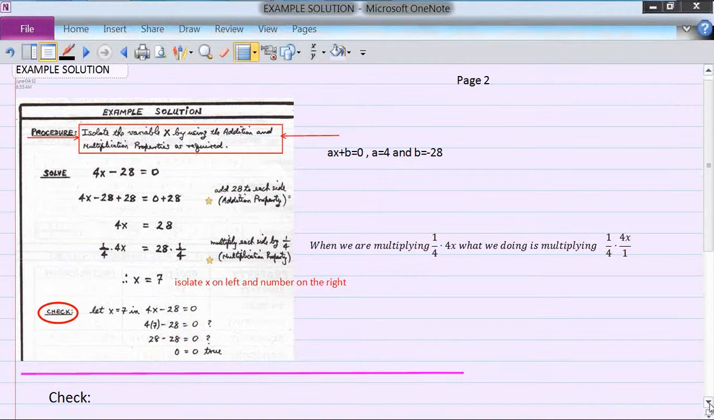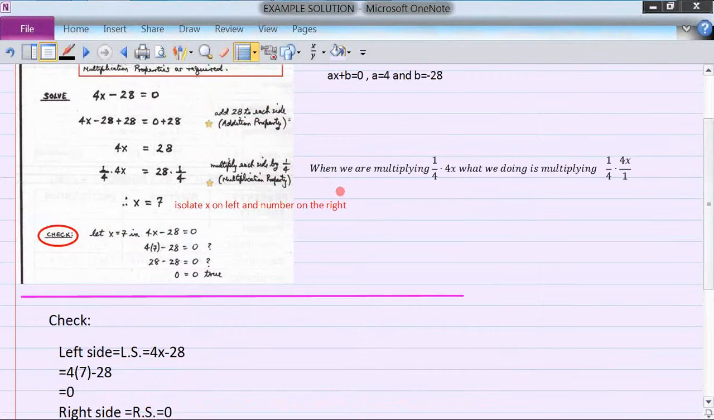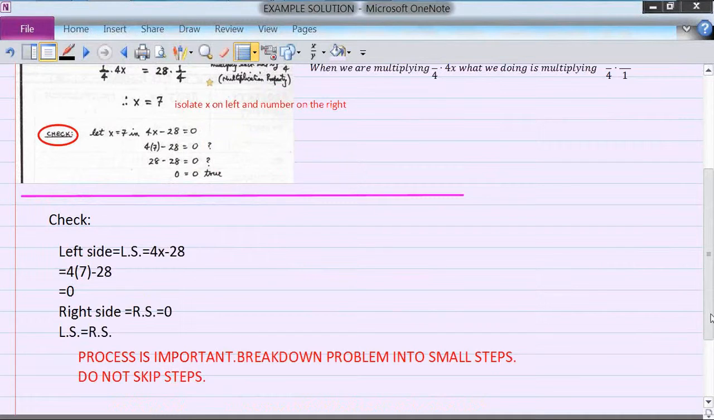Now, I prefer to do this a little differently. It's another way of doing it. You check the left side of the equation. And if you go back to the original equation, it's 4x minus 28. So I rewrite 4x minus 28. I replace the x with a 7. 4 times 7 is 28. 28 minus 28 is 0, and the right side is also equal to 0. This is the right side here. What I've done here and what I've done here is essentially the same thing. I've just separated the left and the right side of the equation.